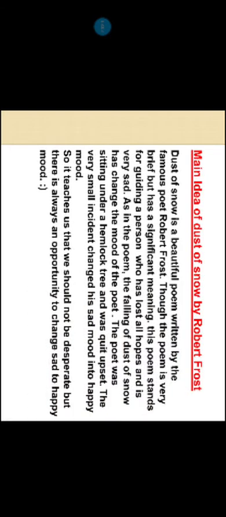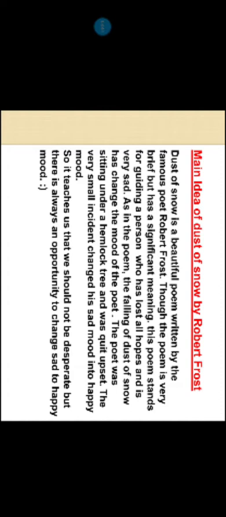Dust of Snow is a beautiful poem written by a famous poet, Robert Frost. Though the poem is very brief, it has a significant meaning. In every poem the words may be simple, and we may not understand the meaning they have given, but we have to see the deeper side. This poem tells it a little directly, but the next poem just gives the outline, and we have to find out the story inside.